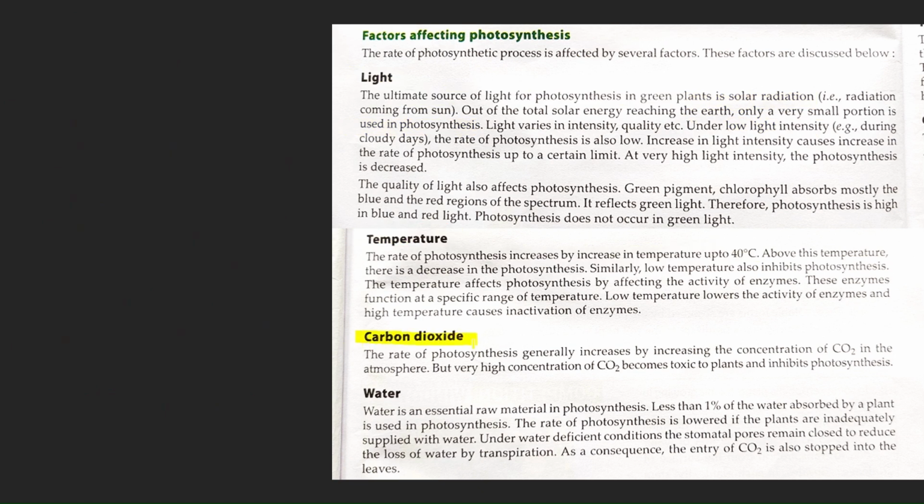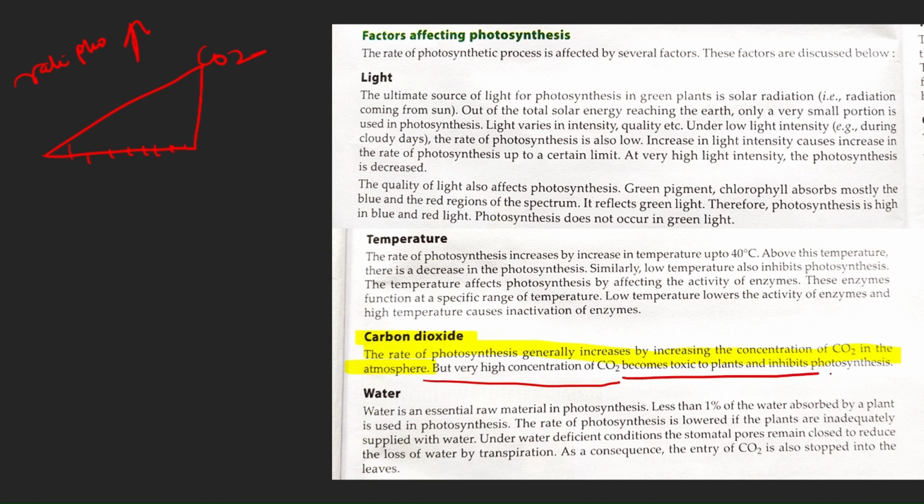So next is carbon dioxide. The rate of photosynthesis generally increases by increasing the concentration of carbon dioxide in the atmosphere. At a very high concentration, carbon dioxide becomes toxic to the plants and inhibits photosynthesis. So like any other condition discussed earlier, after a point it becomes toxic and inhibits photosynthesis. As the concentration of carbon dioxide increases, the rate of photosynthesis increases, but after a point it becomes toxic.